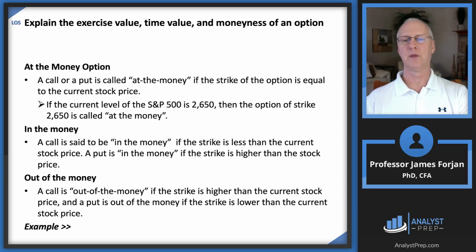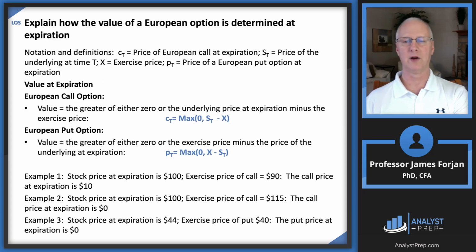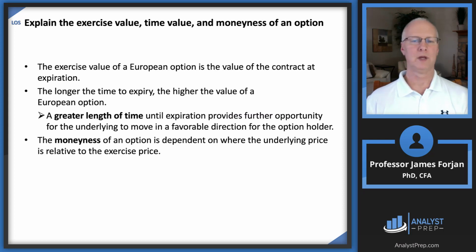So there's a good example. If the S&P 500 index is 2650, and the call option or put option has an exercise price of 2650, this is known as an at-the-money option. In the money is when the exercise price is less than the current stock price for a call, and just the opposite for a put. Let me go back here to this one, look at the blue. This is exactly what I said in that slide.